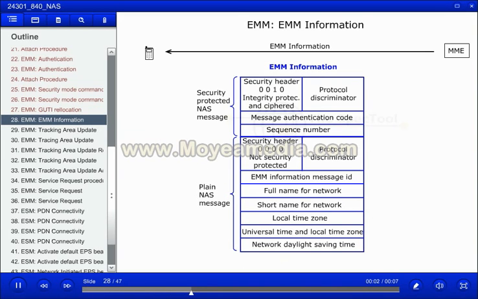EMM information is an EMM common procedure. The purpose of this procedure is to allow the network to provide information to a UE. It is optional for the operator to use, and it is not mandatory for a UE to support this message. During the establishment of EMM, the network may send one or more or no EMM information messages to the UE.